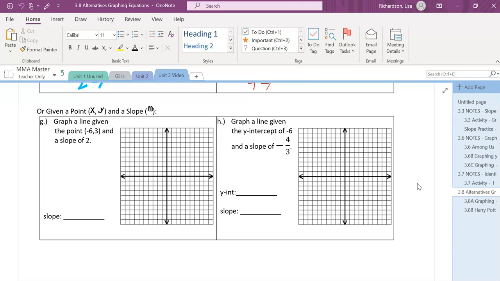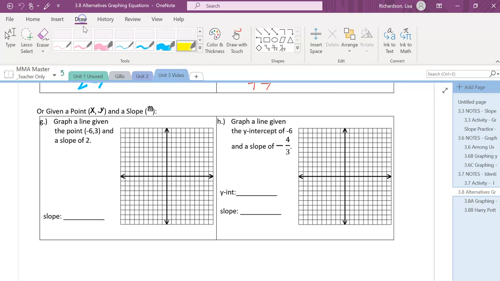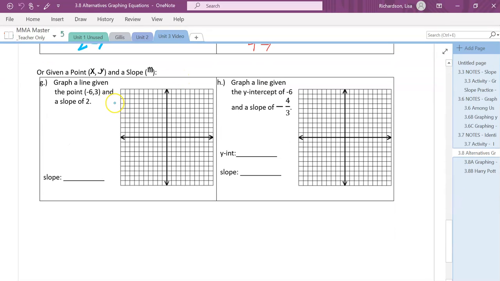Harry Potter graphing activity. If you recall, this 3.8 is alternative forms for graphing, okay? So this one has given us a point and a slope. So what we need to do now is, of course, take those two pieces of information and graph. So I'm going to look over here, and the first thing I notice is I've been given a point. So I'm going to remind myself a point is sideways, then up and down, okay? My point is negative 6, 3.